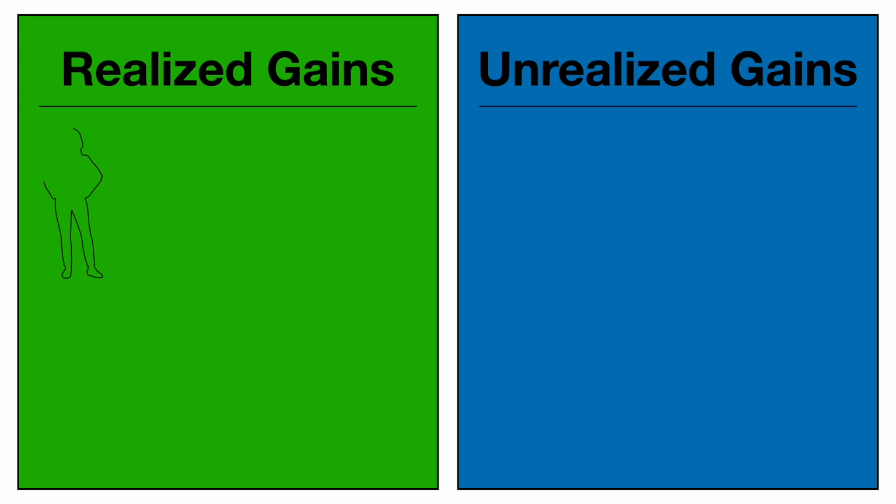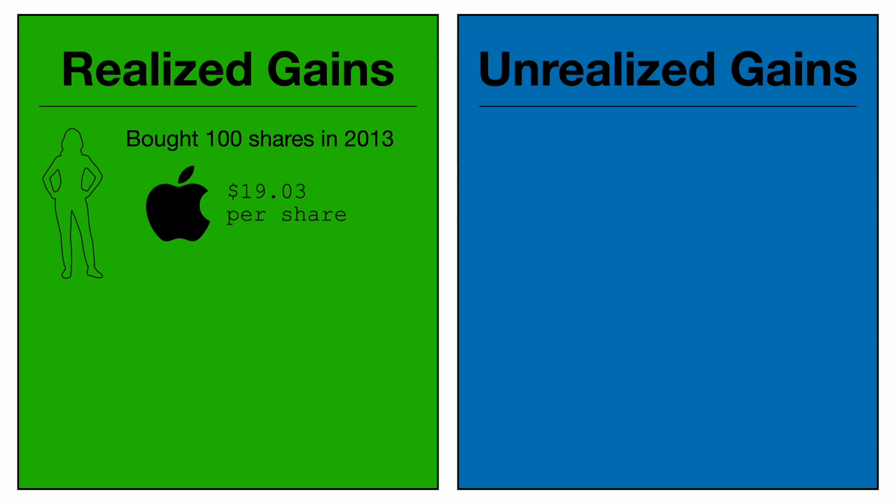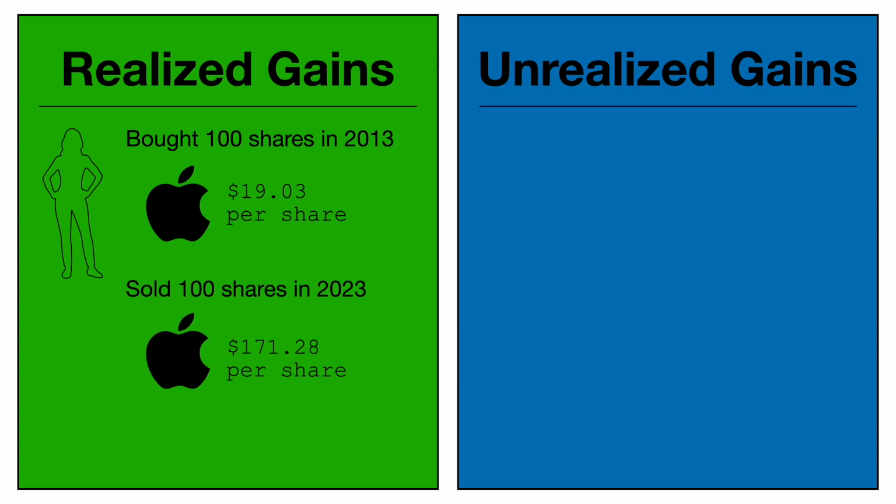So let's say Katie bought 100 shares of Apple in 2013 at $19.03 per share. And then let's fast forward 10 years later. Say she sold all 100 shares for $171.28 per share. And that's going to be $15,225 in realized profits. Let's look at another example.